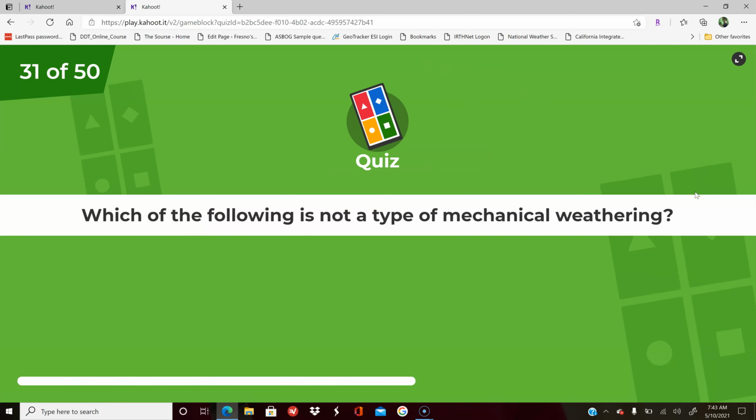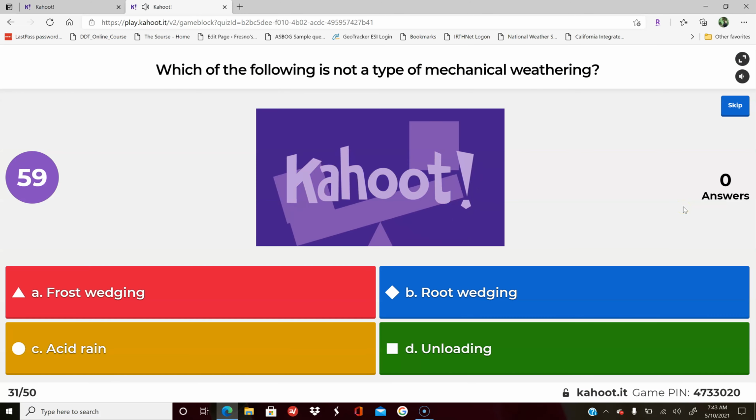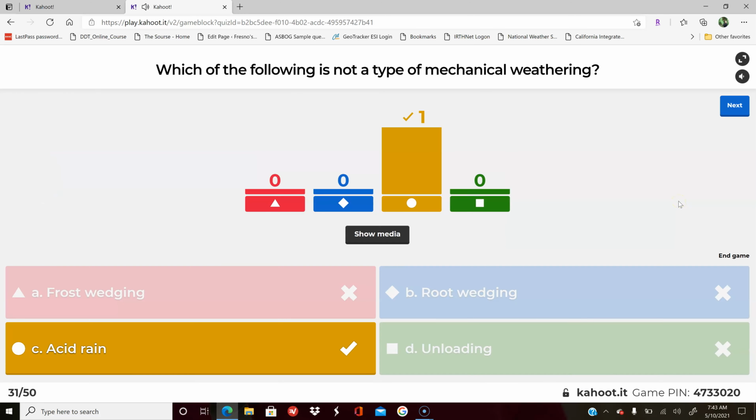Which of the following is not a type of mechanical weathering? Frost wedging, root wedging, unloading, or acid rain. Keyword there, acid. Acid rain is not a type of mechanical or physical weathering. Remember, mechanical and physical weathering are the same thing. It's just two different terms with basically the same meaning. But frost wedging, root wedging, and unloading are all mechanical or physical weathering types.